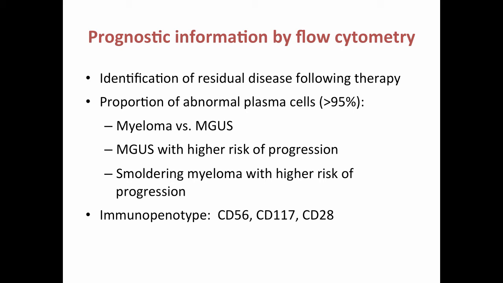Although this information is not used in establishing a diagnosis, it can help to predict prognosis. MGUS or smoldering myeloma with fewer normal plasma cells than expected has a higher risk of disease progression. Although the immunophenotype of plasma cells in myeloma has also been associated with prognosis, this information is rarely used in therapeutic decision-making. Now, let's return to the case.